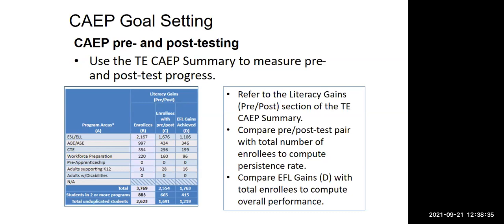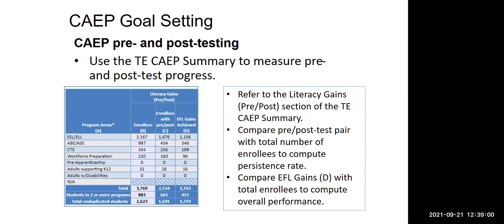but one thing you might want to look at is setting goals for pre-post test results. That's what we're doing for federal reporting. So this is looking at the pre-post federal reporting way, but instead of looking at NRS, it's adapting it to the CAEP summary. The bottom line difference is this incorporates any testing you might be doing with non-WIOA programs like workforce prep and CTE and so on.